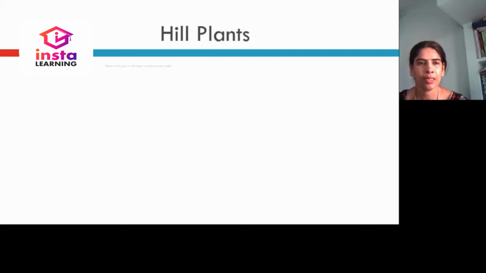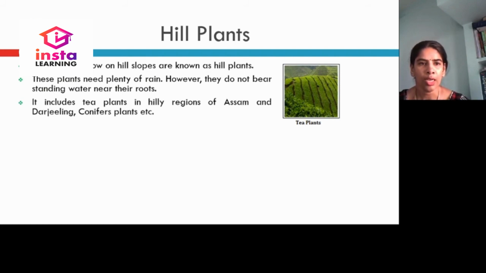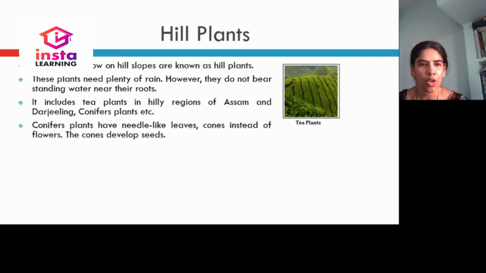Hill plants. Plants which grow on hill slopes are called hill plants. These plants need plenty of rain. However, they do not bear standing water near their roots. It includes tea plants in hilly regions of Assam and Darjeeling, coniferous plants, etc. Coniferous plants have needle-like leaves and cones instead of flowers. The cones develop seeds.